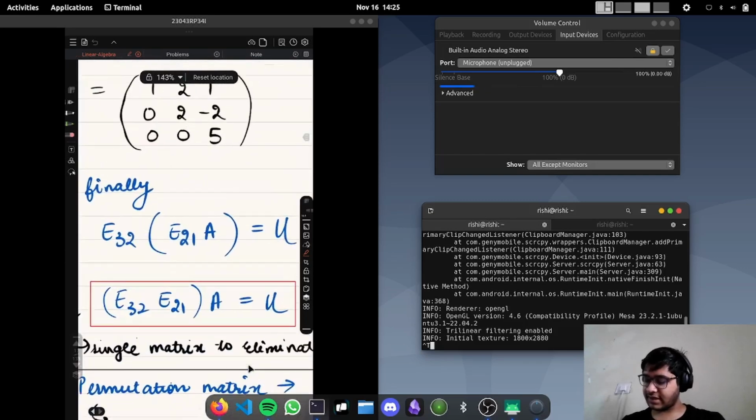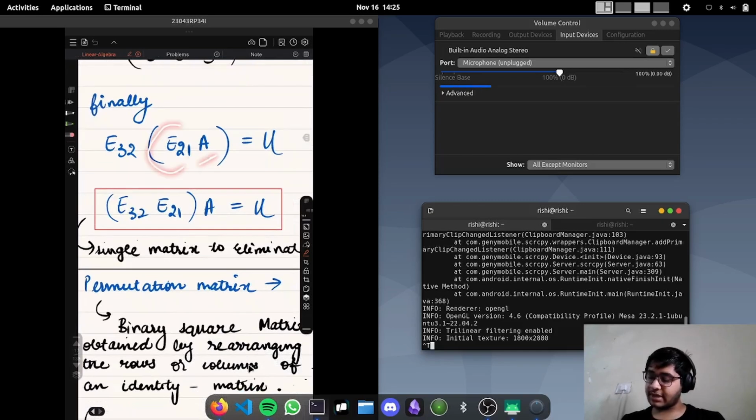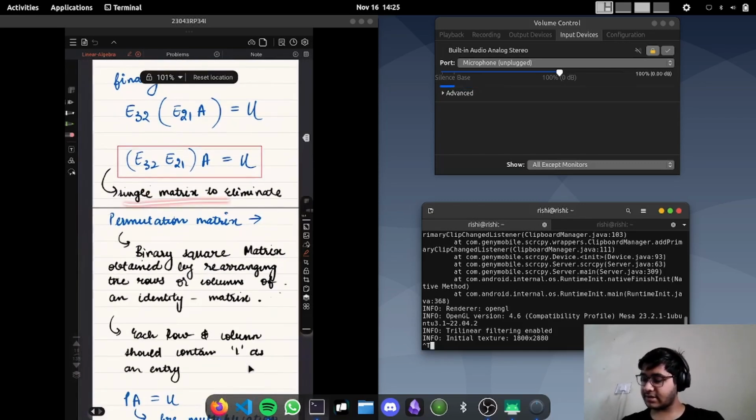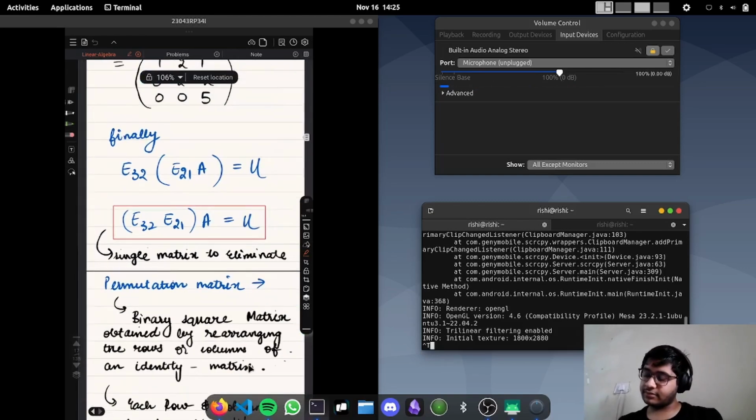So what we did is finally multiply two matrices with A to form the final matrix U. So A multiplied by E21 and E32 forms U. A single matrix to eliminate would be E32 and E21 multiplied with each other, which forms a single elimination matrix, which can be multiplied with A to give us U.